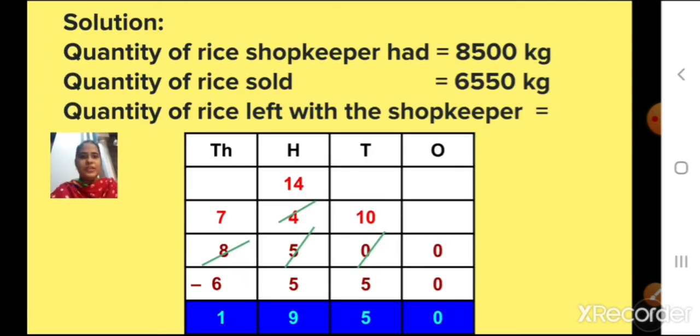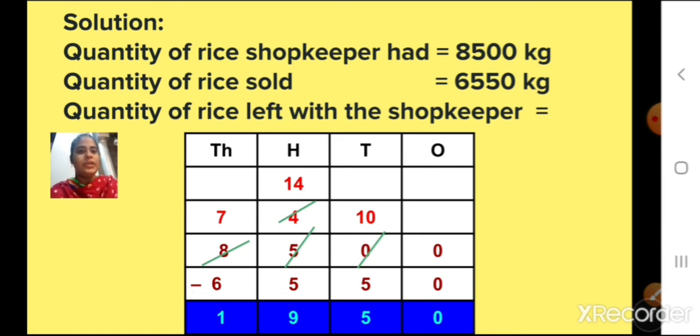Now, the first statement will be quantity of rice shopkeeper had, which is equal to 8,500 kg. Then quantity of rice sold. We are using the word quantity here because kg is given, it is weight. So we use the word quantity. Then quantity of rice sold is equal to 6,550 kg. Then quantity of rice left with the shopkeeper. For finding that, we have to subtract.